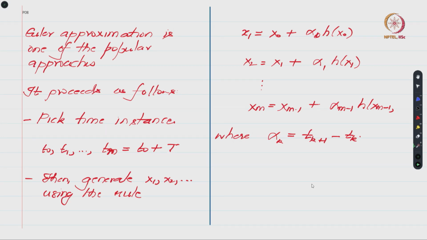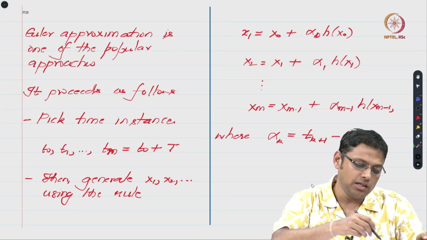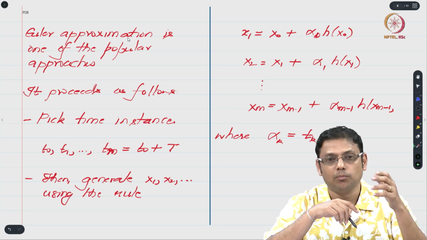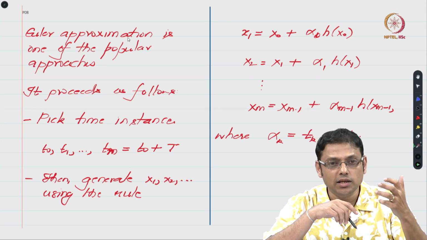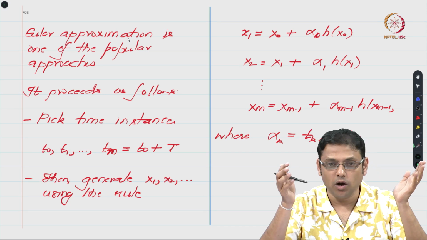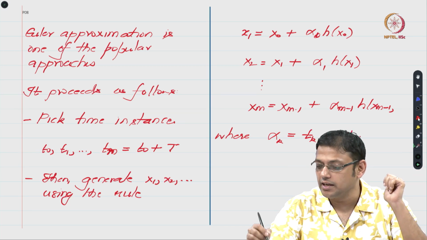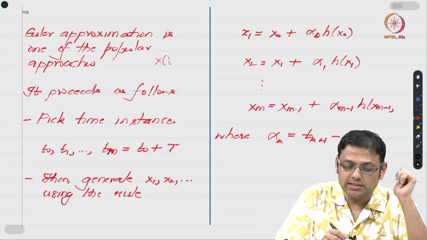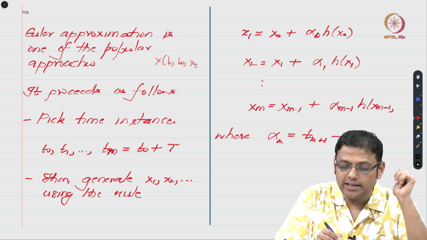And one of the popular approaches for numerical approximation is what is called the Euler approximation, and the idea in Euler approximation is as follows. So your goal, recall, is to approximate a solution trajectory. Let us say the solution trajectory is x t t naught x naught.